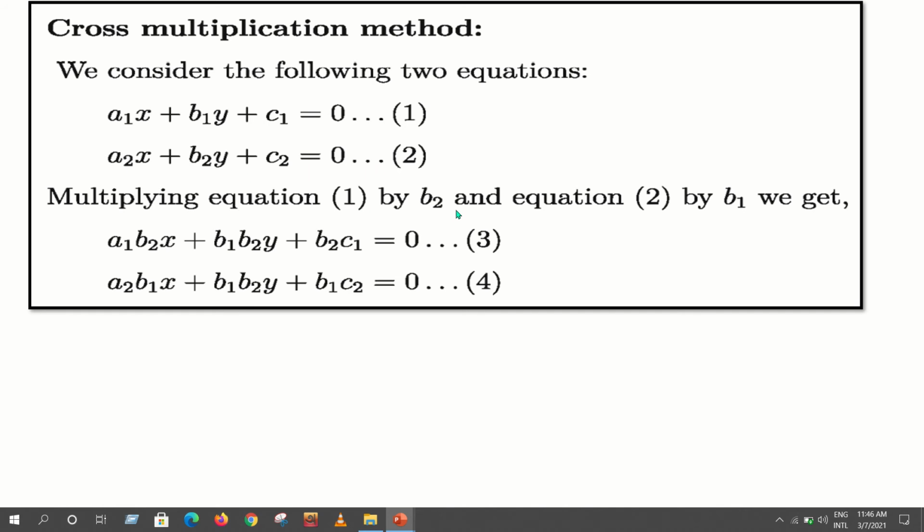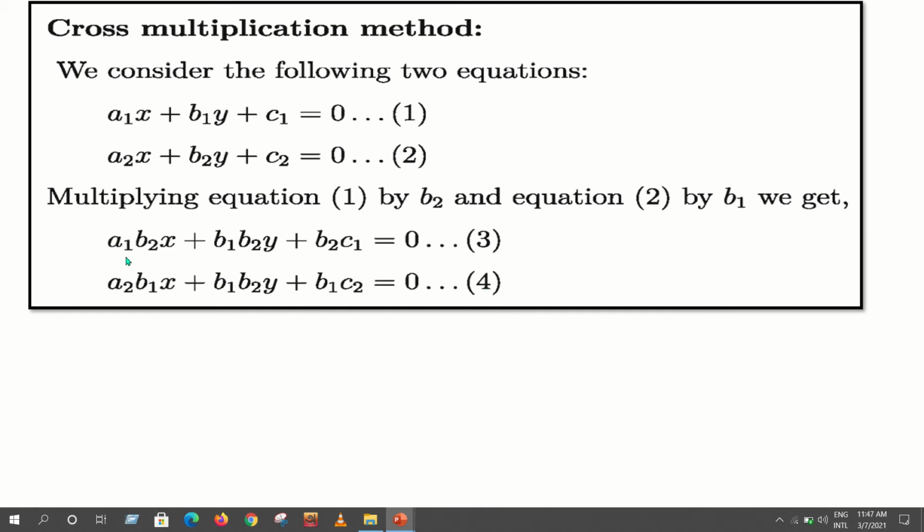Multiplying equation 1 by b2 and equation 2 by b1, we get a1 b2 x plus b1 b2 into y plus b2 c1 equal to 0. This is equation number 3. And a2 b1 into x plus b1 b2 into y plus b1 c2 equal to 0. This is equation number 4.